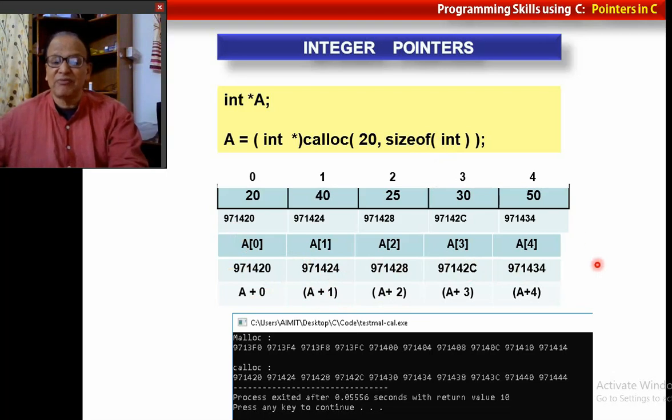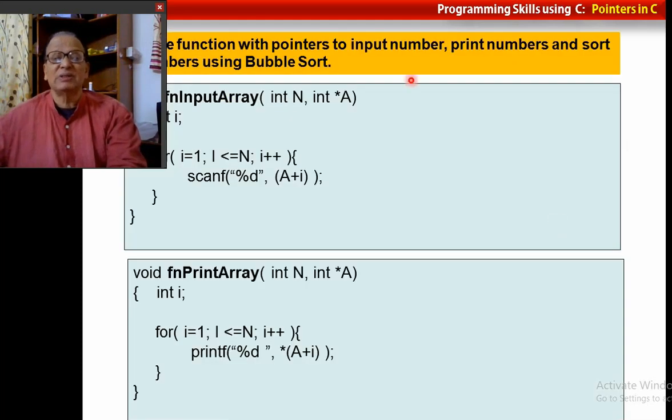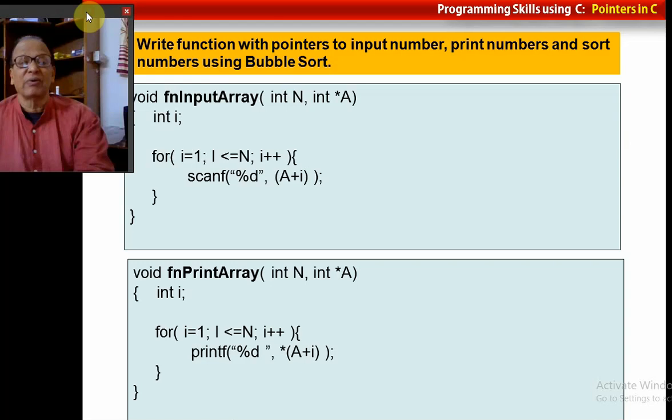Therefore, the general formula is going to be a plus i. Star a plus 0 will give you 20, star a plus 1 will give you 40, star a plus 2 will give you 25, star a plus 4 will give you 50, and star a plus i, where i is a particular location, and if you have inputted some number there, that will give you that corresponding number. With this information now, we will write again.